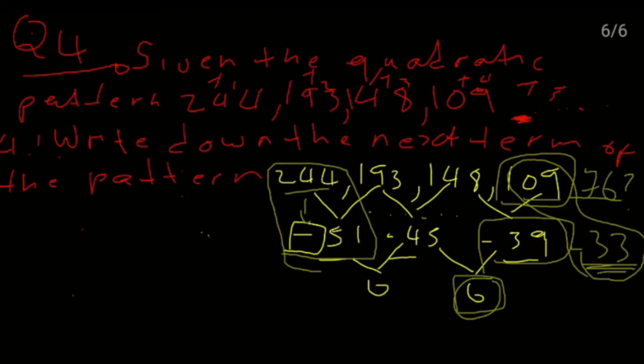Like I said, they want us to determine T5, right? So your answer should be T5 equals 76. T5 equals 76. I hope you guys understood that. So let's move on to our next question, which is question 4.2.